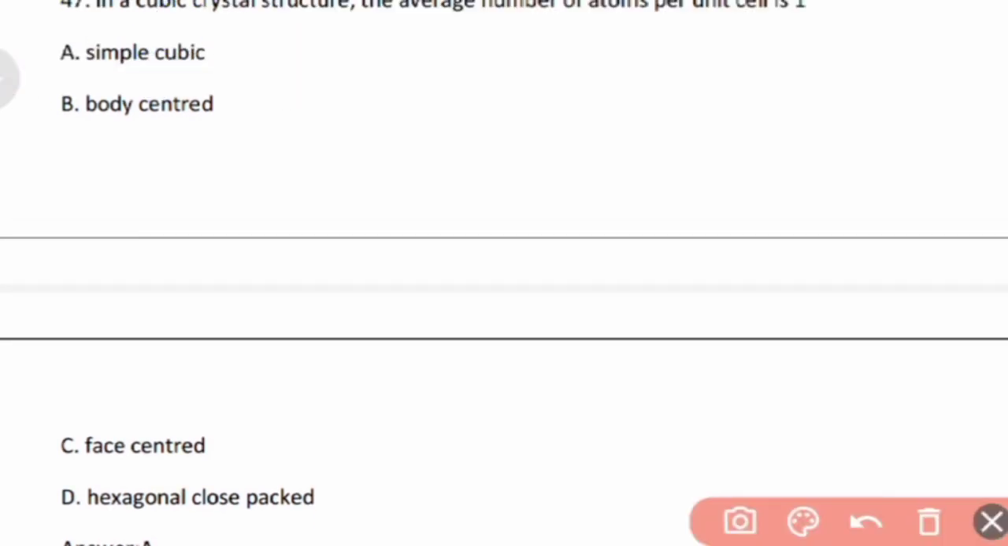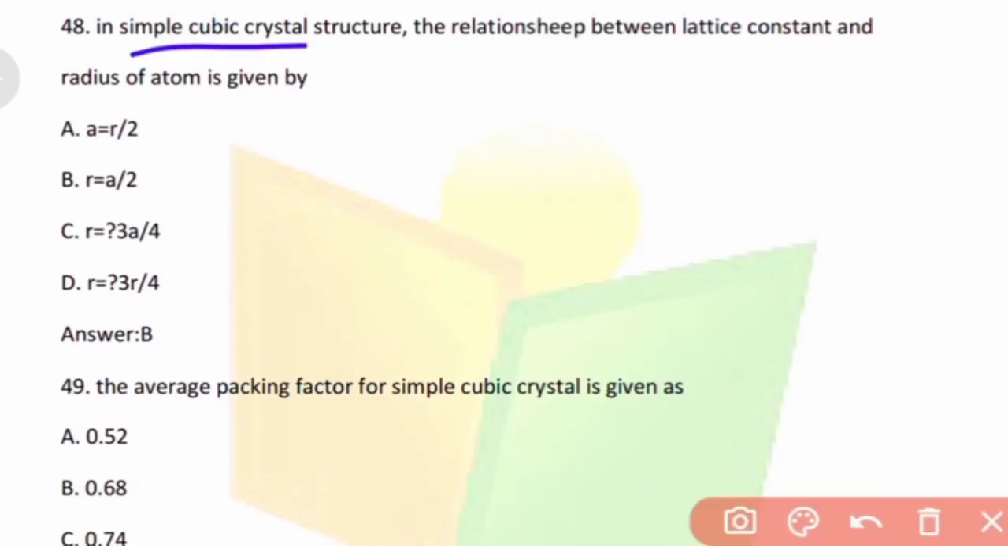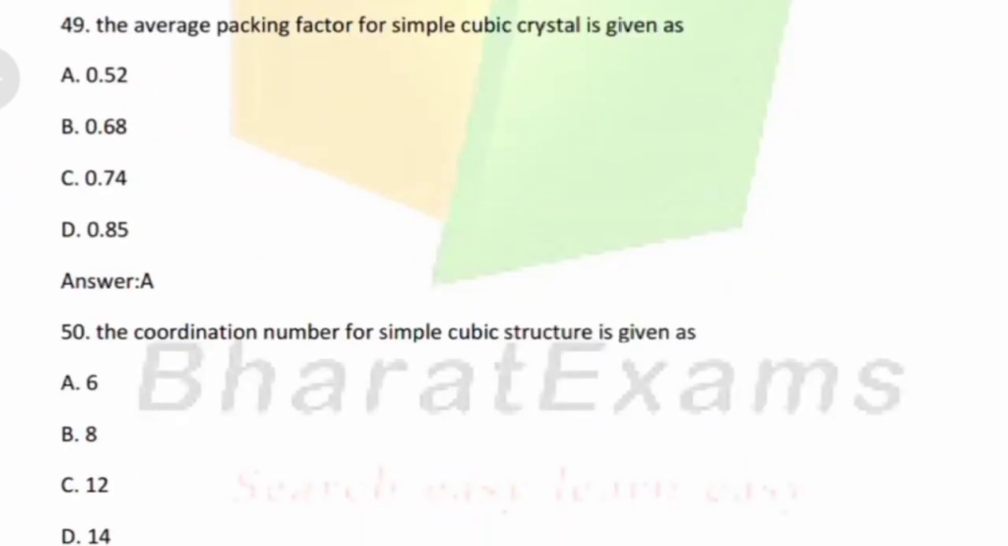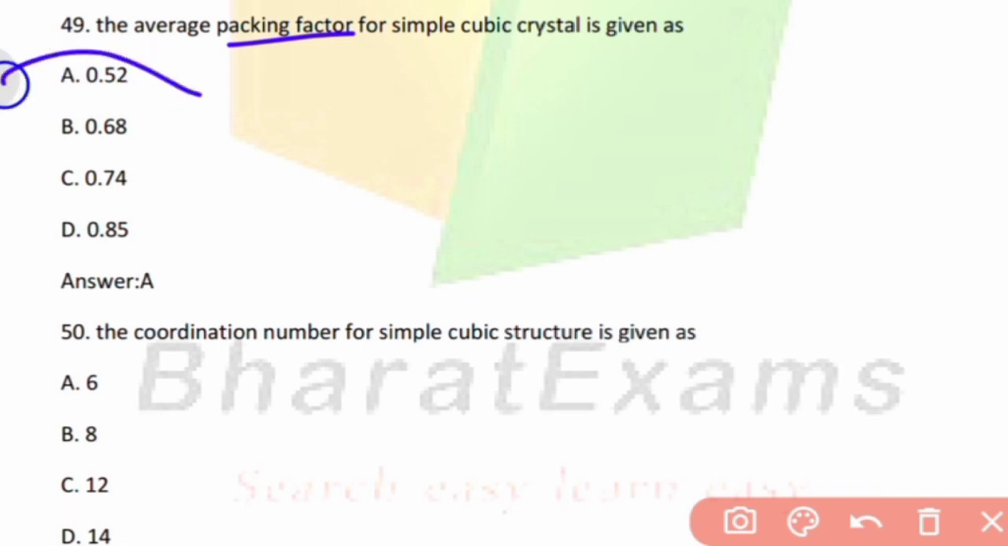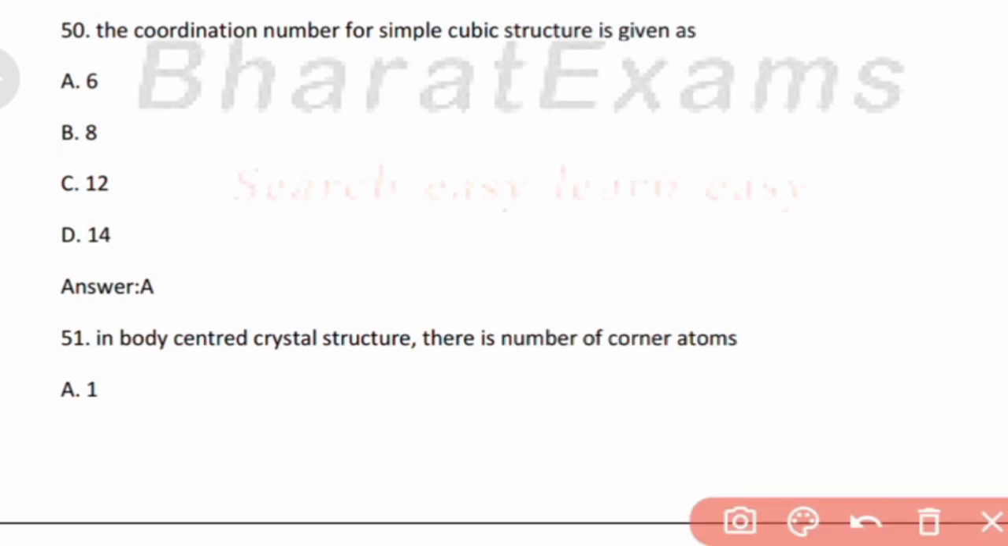In simple cubic crystal structure, the relationship between lattice constant and radius of atom is given by R equal to a by 2. The atomic packing factor for simple cubic crystal is given as 0.52. The coordination number for simple cubic structure is given as 6.